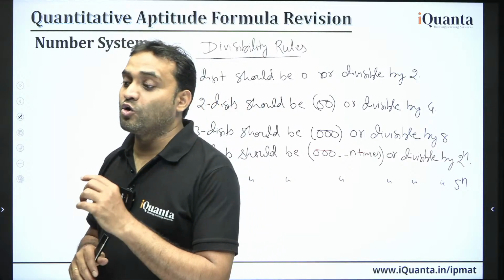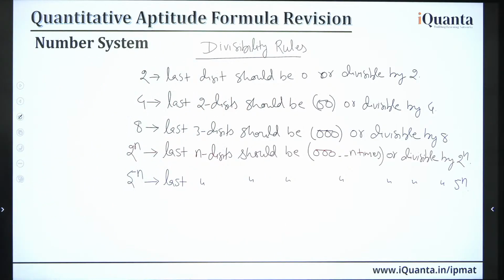You don't have to check the whole number. Does not matter how big that number is. You can simply check the last n digits and find whether this number is divisible by a particular number or not. Okay? Understood?